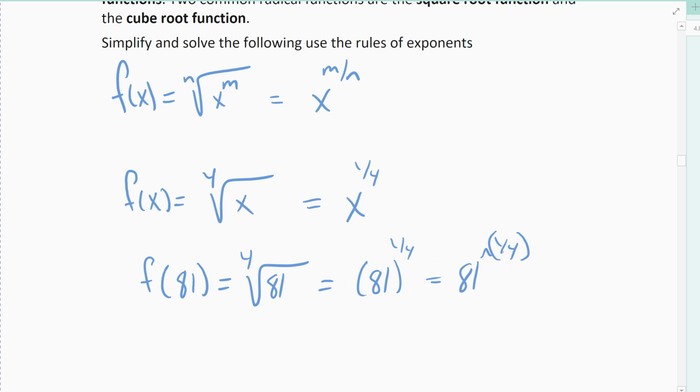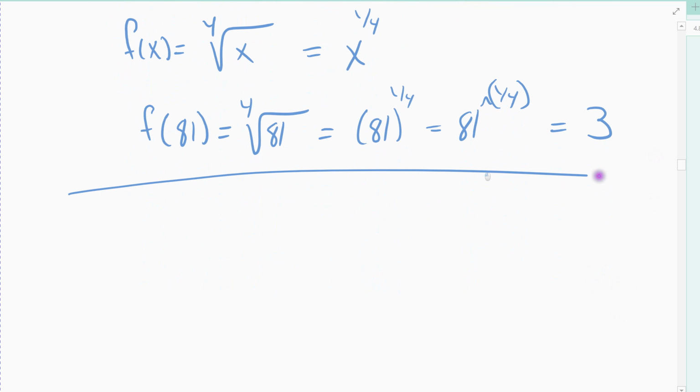Make sure you're careful, though. You do put parentheses around your 1/4 on your calculator, and then your calculator should give you 3, right? If I take 3 to the 4th, that'll give me 81. All right, another example of a radical function.